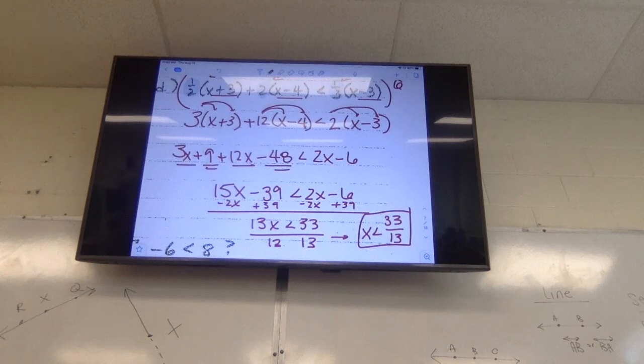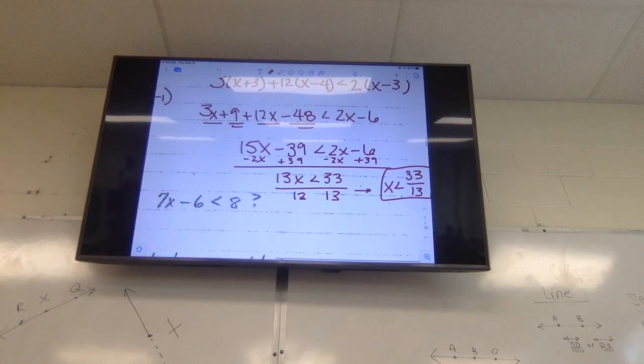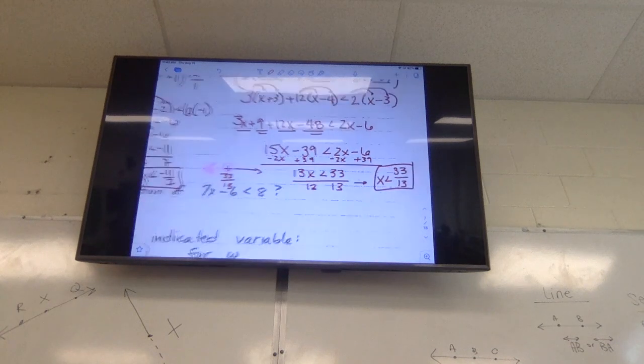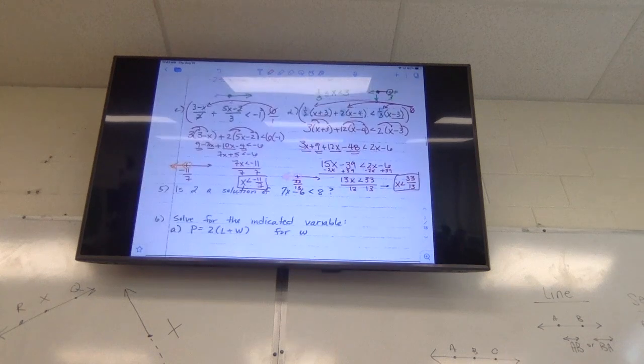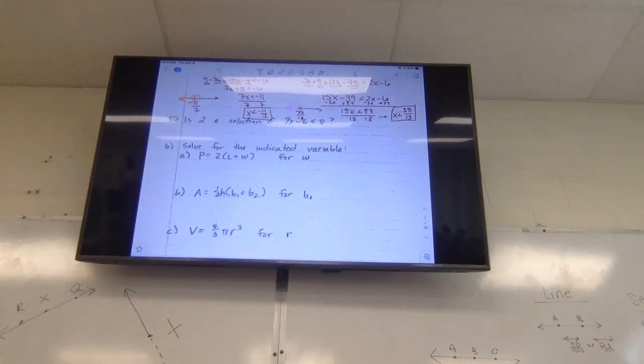Kind of a funky answer. I got x is less than 33 over 13. Anyone else get that? Yeah. Sometimes you get funny answers and then you start second guessing yourself and you're like, that seems too weird to get. We don't always get nice, pretty answers in pre-cal. So if you know you did your distributing right, and your adding and subtracting right, trust yourself. And then again, I'm just going to throw 33 over 13 on my graph and I'm going to graph less than. All right.